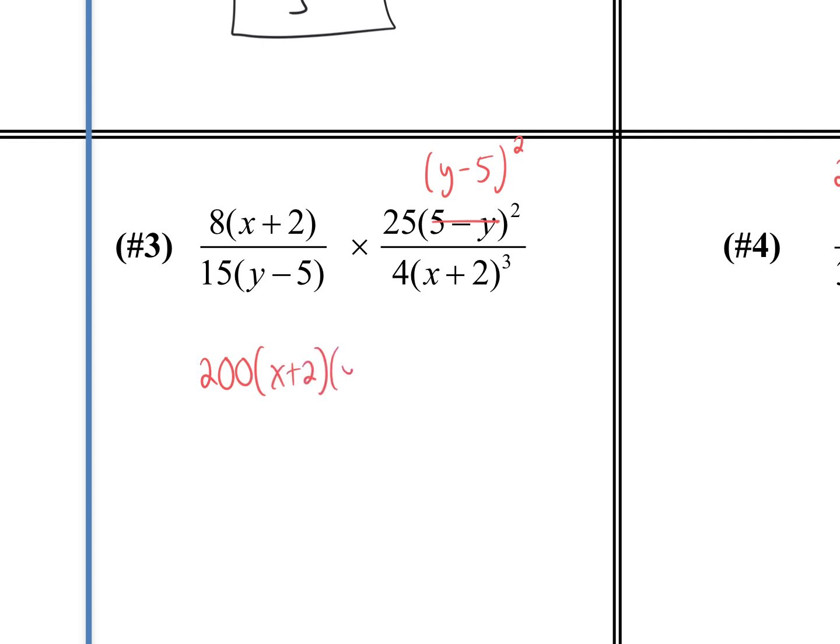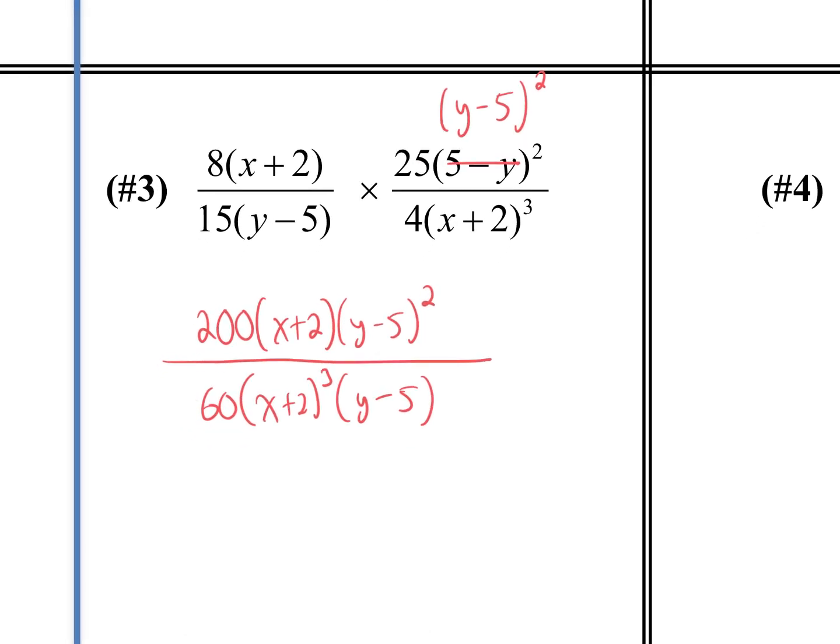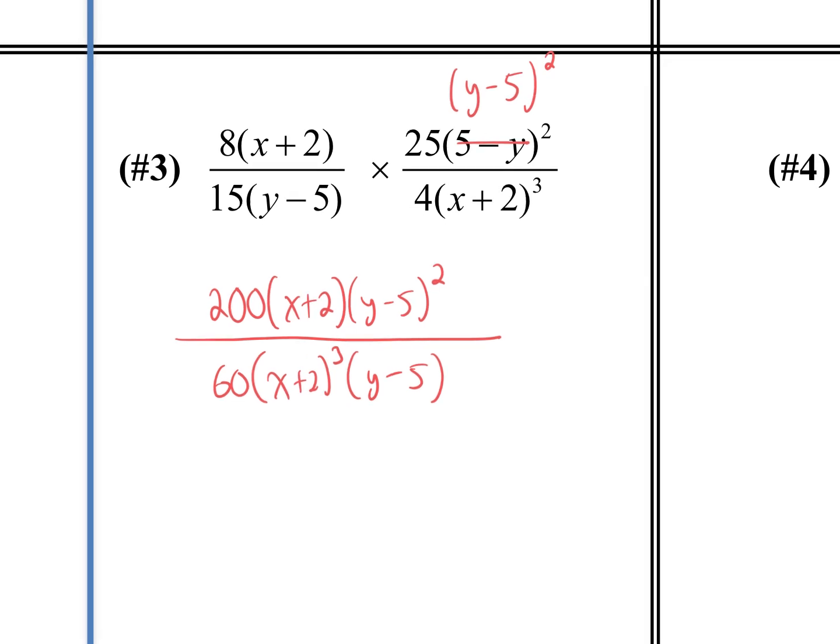Okay? And then we have y minus 5 squared over, what's 15 times 4? On the bottom, 15 times 4 is 60. Times, then we have, I like to put the stuff over the top here, so we have x plus 2 to the third times y minus 5. All right, now we combine everything here. Now we've got to reduce stuff. What number goes into 200 and 60 nicely? I think it's going to be 20, right? 20 goes into both these numbers.